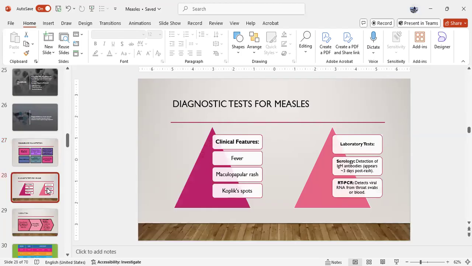Diagnostic tests for measles involve clinical features that are the fever, maculopapular rash, and Koplik spots, and then some laboratory tests, serology, detection of IgM antibodies that appear 3 days post-rash, and then PCR that detects viral RNA from throat swabs or blood.